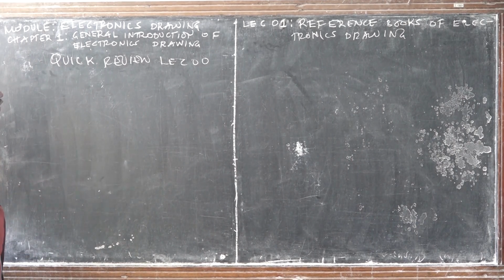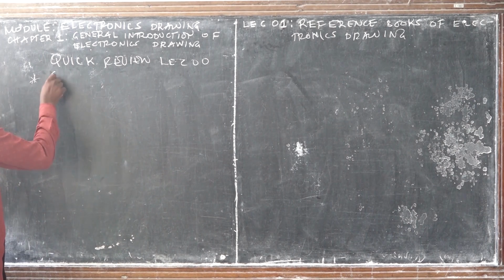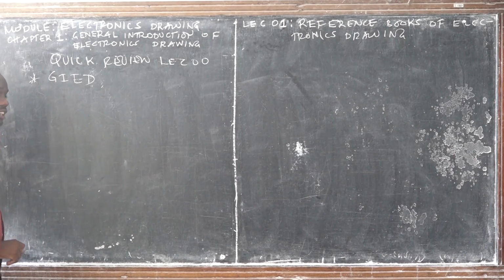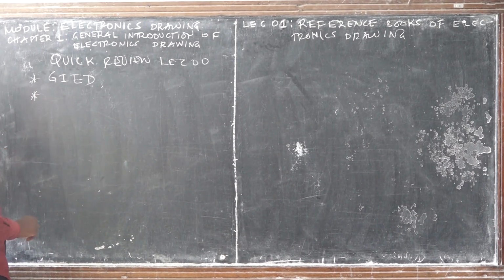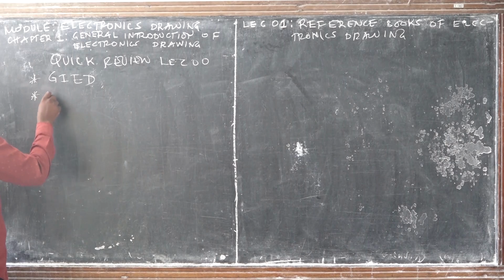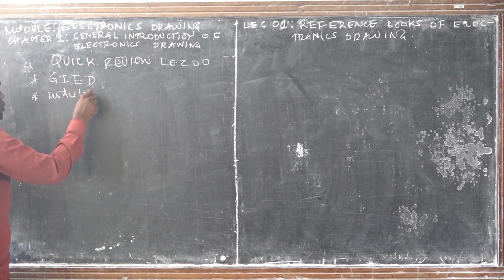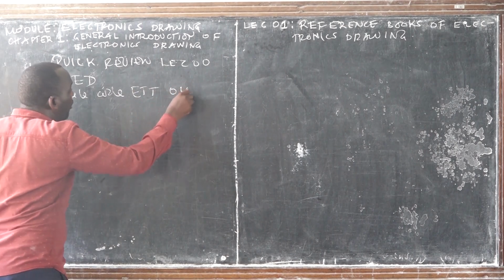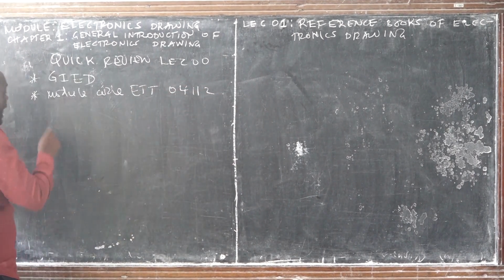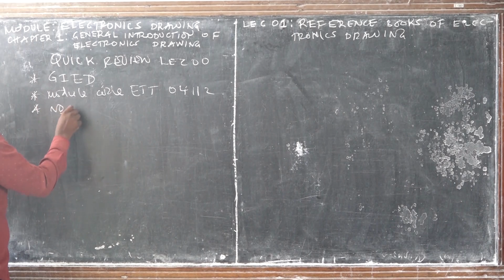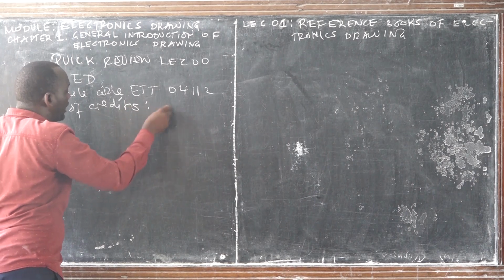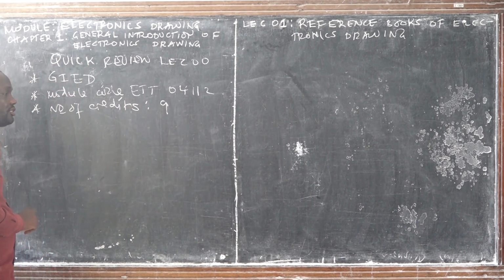So lecture 00 was titled General Introduction of Electronics Drawing. In that lecture, I presented the module code, ETT 04112. Then I presented the number of credits, which is very important in GPA, and I told you that according to the curriculum, it is 9 credits.